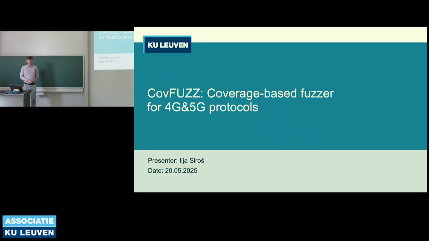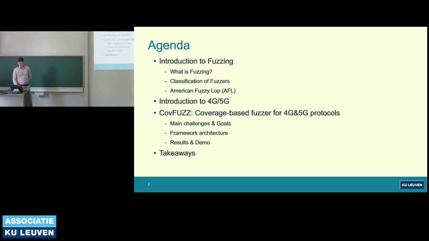But to set the scene, I'll start by giving a general introduction to fuzzing, because I guess not many people know much about fuzzing. I'll explain what fuzzing is and what the different classifications of fuzzers are, and then give you a concrete example using the AFL fuzzer, the most well-known fuzzer out there. In the second part of my talk, I'll cover the paper itself. The total length of the presentation should be around 40 minutes, and then we'll have some time for questions.